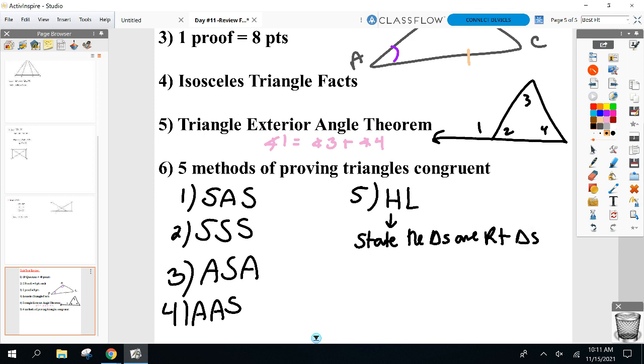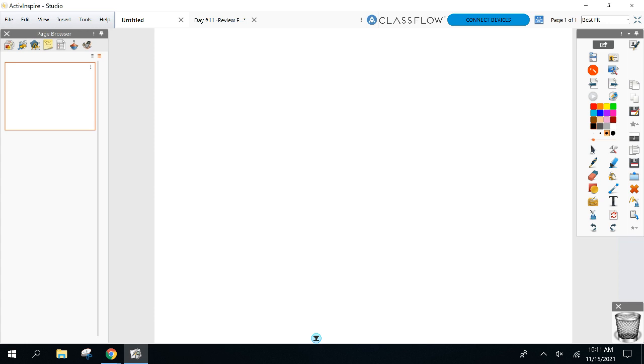All right, so I need a statement in my proof saying these two triangles are right triangles because right triangles have right angles. And while we're on this topic, let's actually go over what makes HL, right? What makes HL?